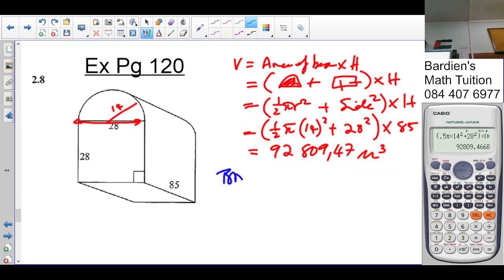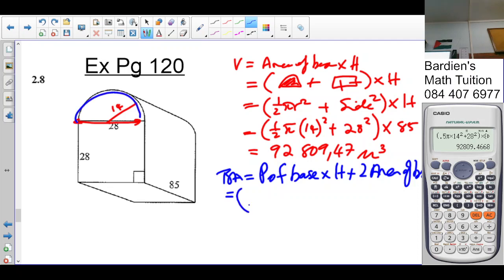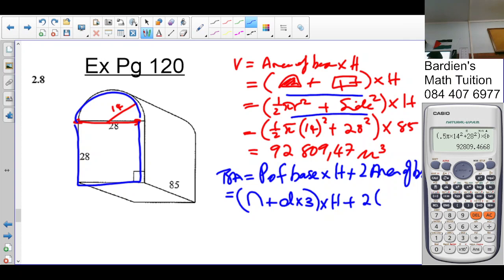Total surface area is going to be perimeter of base times height plus 2 area of base. Okay. So the perimeter of the base, of course, is going to be this length here, which is the arc of a semicircle plus there are 3 lengths of 28, times height plus 2 area of base. Area of base is exactly this here. Not so? So it's going to be a half pi r squared plus side squared.